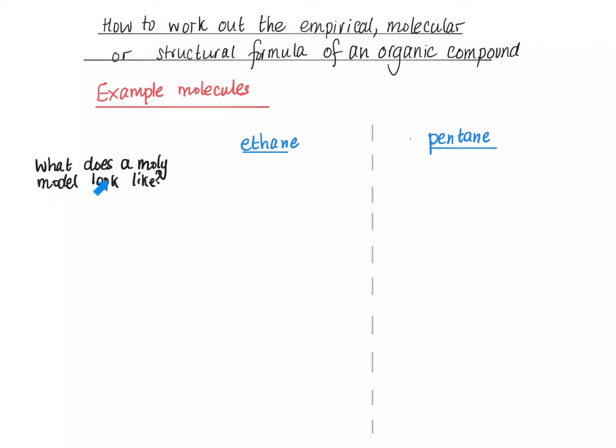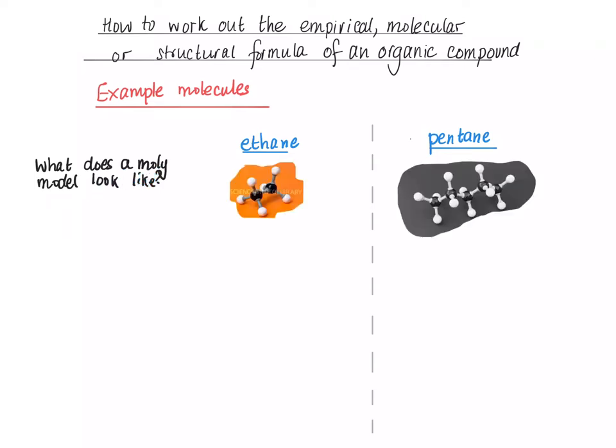So we can make molymod models of both ethane and pentane, and they look like this. So ethane's got 2 carbons and 6 hydrogens, and pentane has got 5 carbons and 12 hydrogens.